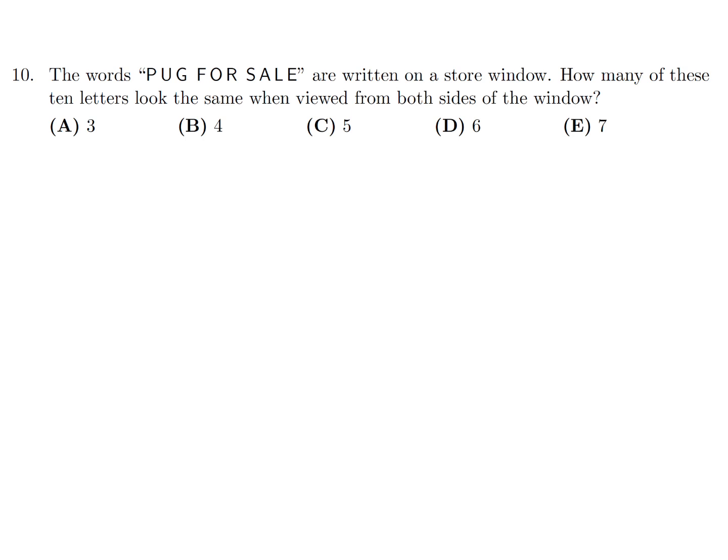The words pug for sale are written on a store window. How many of these 10 letters look the same when viewed from both sides of the window? Okay, so I've got to draw these letters backward. Let's see if I can do that.